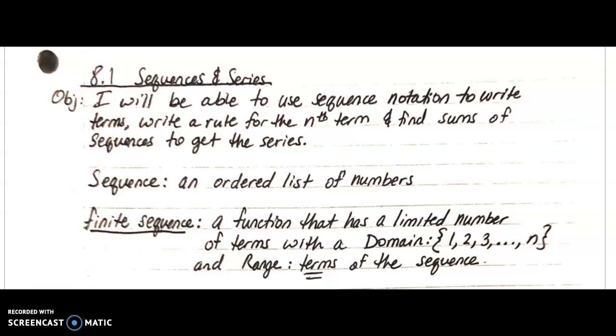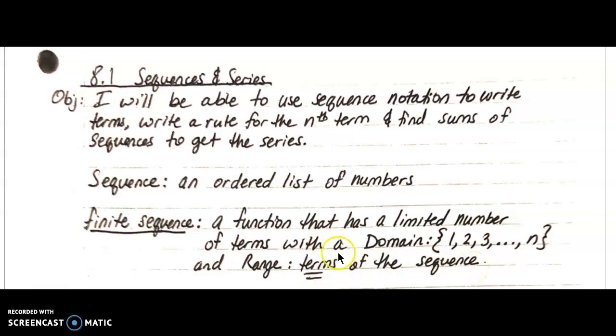Now, there is such a thing as an infinite sequence, meaning it never ends and goes on and on. But there are also finite sequences, and that's what we're talking about here. A finite sequence is a function that has a limited number of terms, with a domain of 1 through n, where 1 through n is how many terms you have, not the value of the terms, but exactly how many terms you have. So a finite sequence would have n terms. And then the range of this function is the actual terms in the sequence.